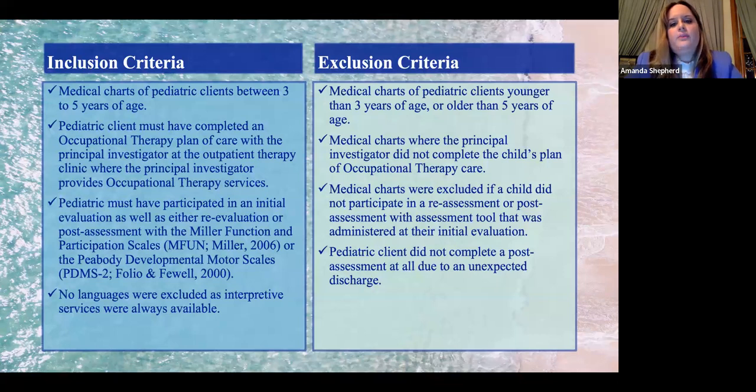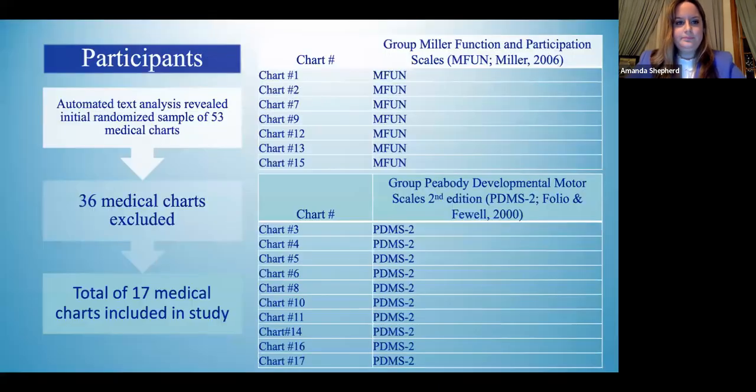Another big reason a child might have been excluded was if they did not engage in a reassessment or post-assessment because they were discharged early due to an unexpected reason. Some of those reasons might have included a financial barrier, an insurance barrier, or sometimes they were discharged back to school-based therapies.